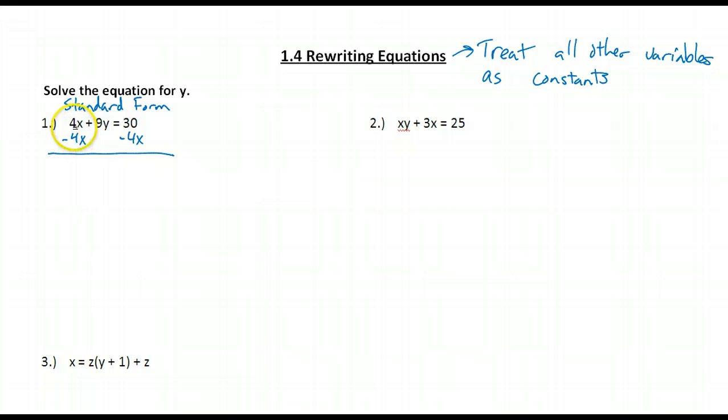What that allows me to do is say 4x minus 4x is 0, and 0 plus 9y is just 9y. On the right side, I have 30 minus 4x. Or I'm going to write it as the opposite of 4x, negative 4x, plus 30. Notice that this sign sticks with the 4x, and we have a positive 30, so I'm going to put plus 30. Now, to get rid of this 9, I'm going to multiply both sides of my equation by 1/9.